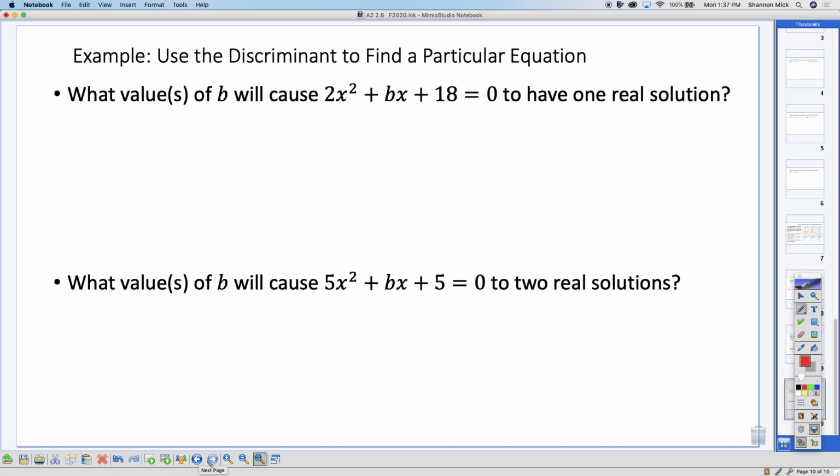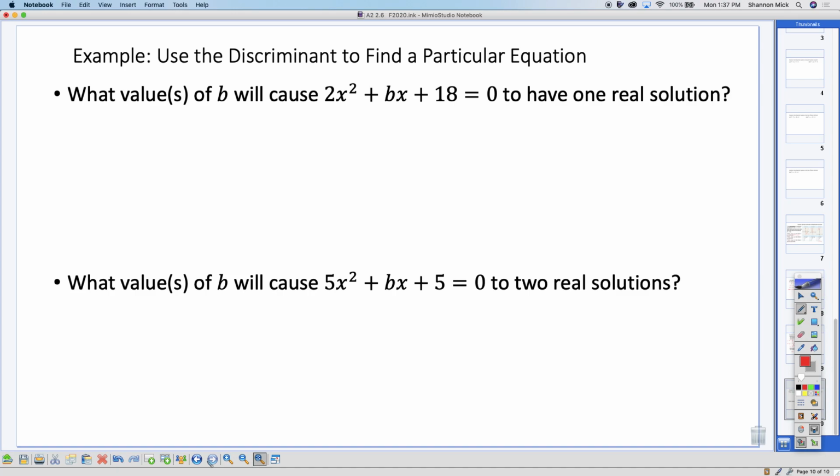Okay. Now, what values of b will cause 2x squared plus bx plus 18 to equal 0 to have one real solution? So I got it. The first slide that we did, yeah. When it has one real solution, what equals 0?